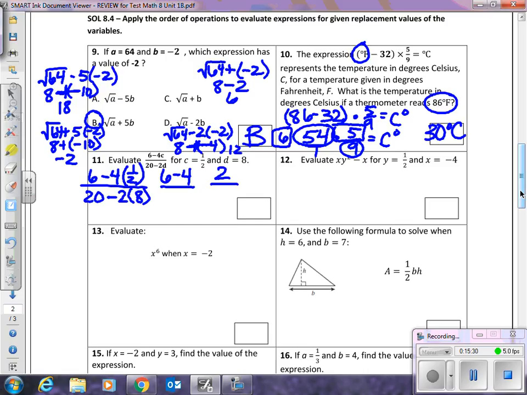Now for the bottom, to clear up the bottom, we need to multiply first. So 2 times 8 is 16. That makes 20 minus 16. And 20 minus 16 is 4.